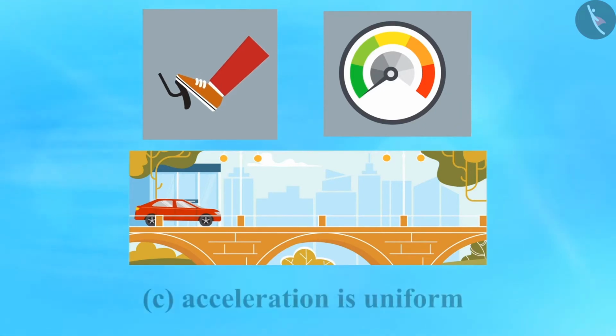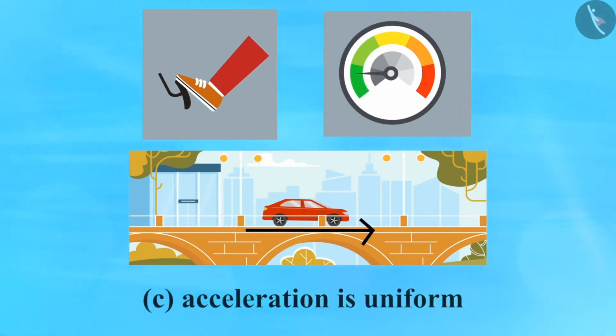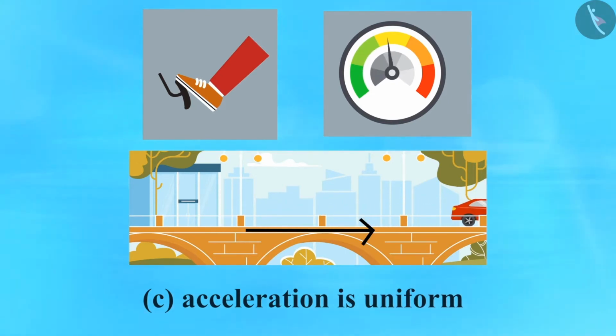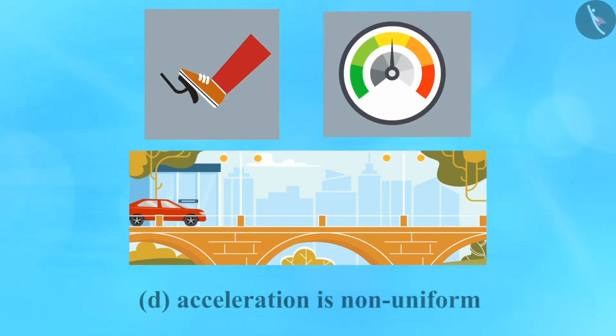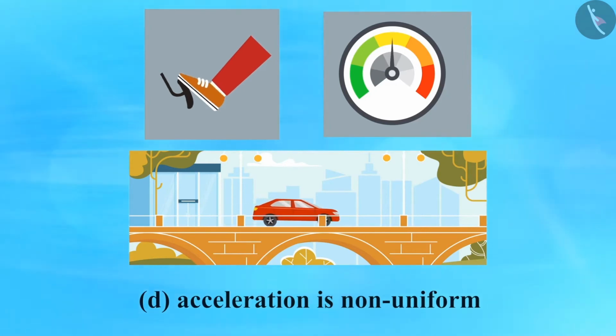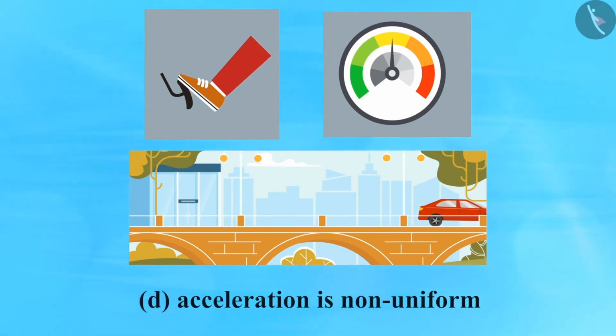C. Acceleration is uniform. When the driver pushes the accelerator pedal and keeps it at a certain position, the speed increases at a uniform rate. D. Acceleration is non-uniform. Now, the driver pushes and releases the accelerator pedal repetitively for different time intervals, which gives the car jerks along with the increase in speed.